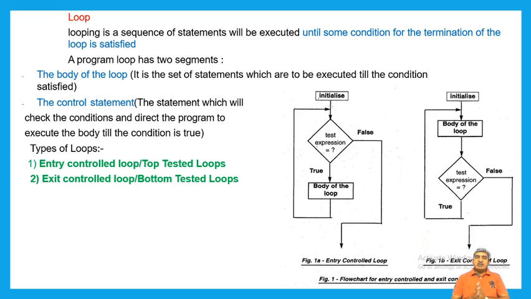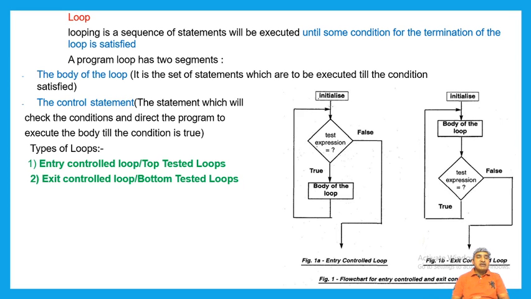Second is a bottom tested loop. In this bottom tested loop, the body of the loop is executed first and then the expression is tested. If the expression is false, then the execution of the program goes outside the loop. But if the expression is true, then again the body of the loop is executed. This is carried out as long as the test condition is true, and when it is false, the execution of the program goes outside the loop.